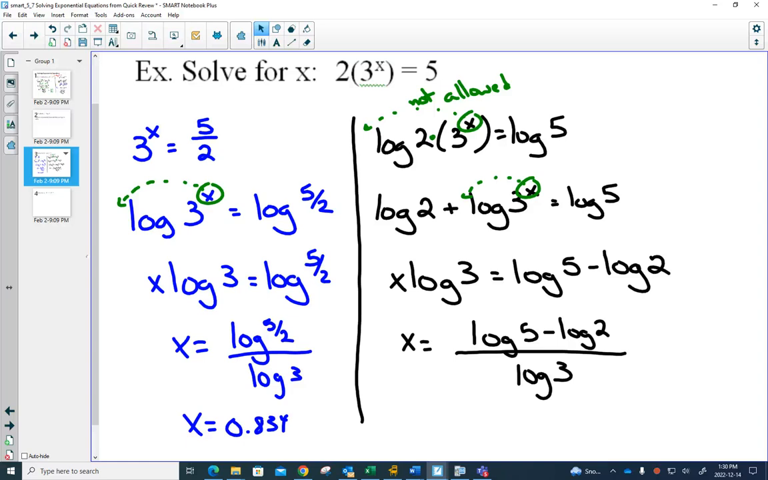Why do I recommend the blue? Because here you're going to be tempted to do something that's not allowed. This way, there's no temptation to do anything that's not allowed. But you still need to know all of your log laws. Okay?